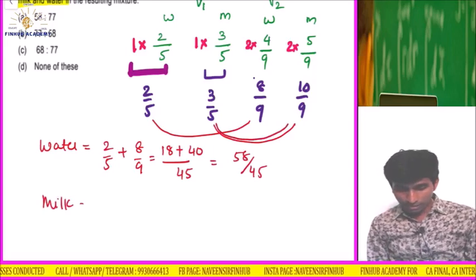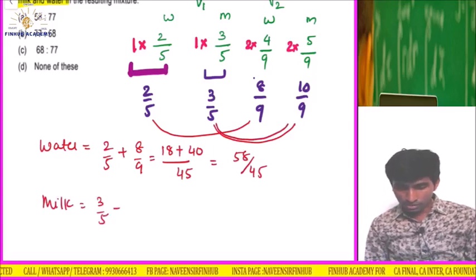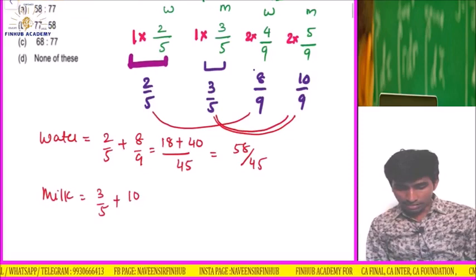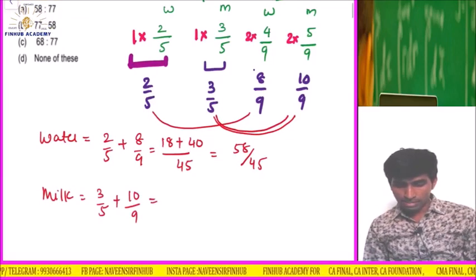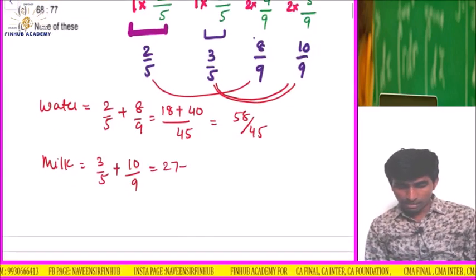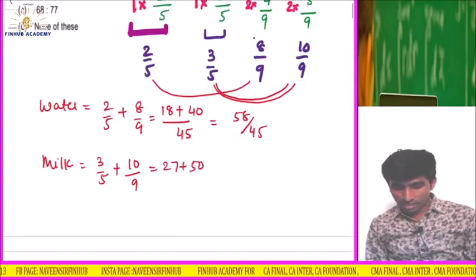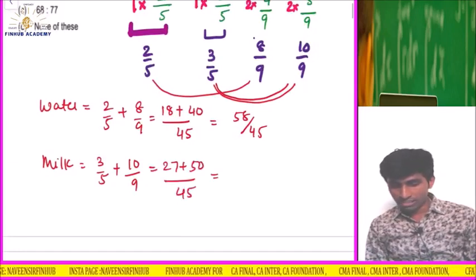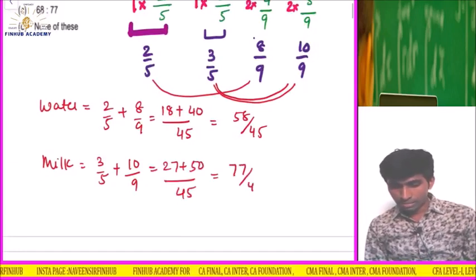3 by 5 plus how much? That is 10 by 9. So if I cross multiply this, 9 3s are 27 plus 10 5s are 50 upon 45. So the answer is what? 77 by 45 here.